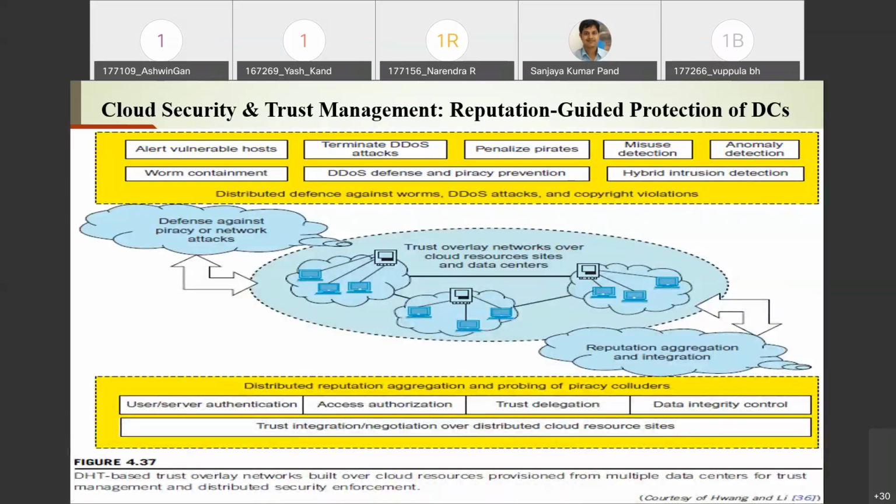So this is the complete system you can see, where we are using the distributed hash table, DHT based cross overlay network. You can see the top layers are dealing with the attacks, that is, what mechanisms should be enforced to deal with the DDoS attack, what mechanisms apply to detect the piracy and penalize the pirates, right? And whoever is misusing your system, how you are handling that, is done in the top layer. But the bottom layer is dealing with user and server authentication and authorization, right? And trust delegation and data integrity control are done by the bottom layer.